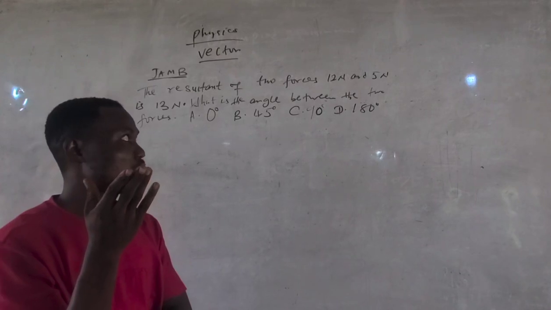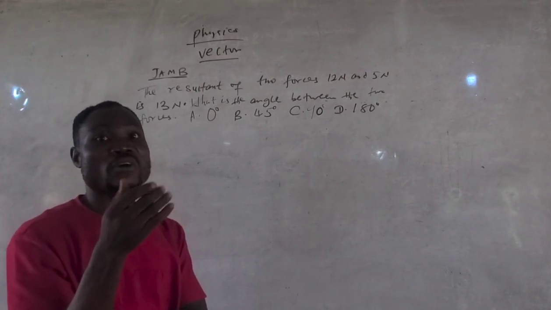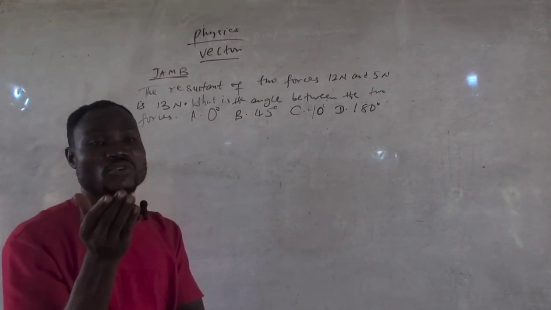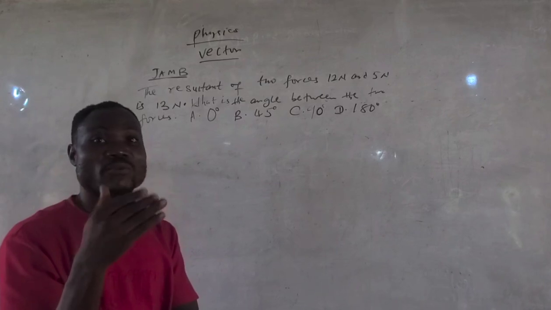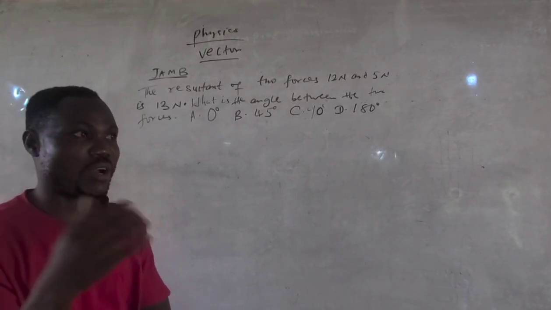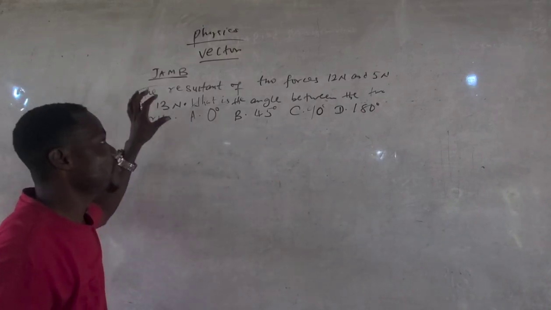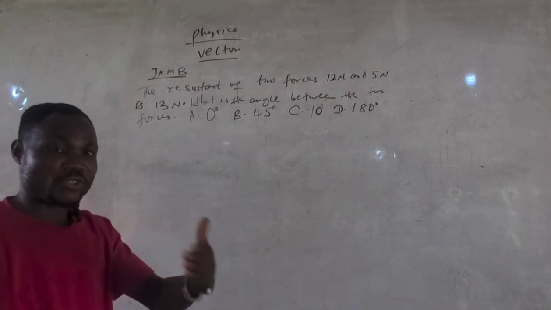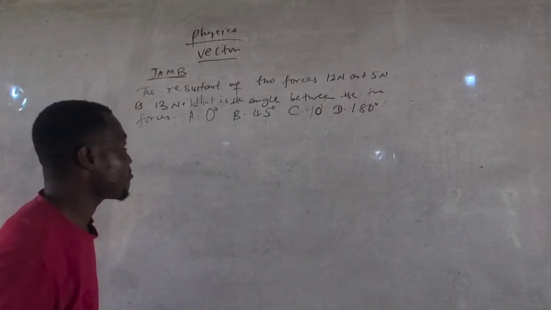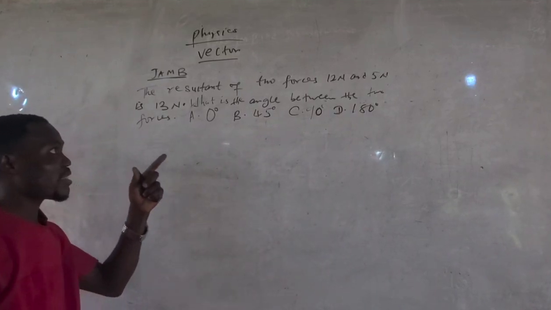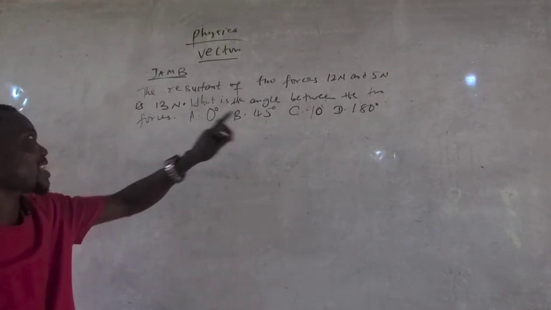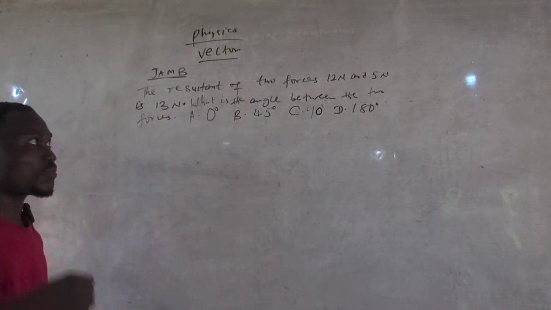Now, to be on the safer side, you can go straight to solve with the formula to get your angle. Whether it is a Pythagoras triple or not, with the formula you still get your result. But how do we confirm if this is a Pythagoras triple? Let me tell you what we have to do to confirm if these two forces and their resultant form a Pythagoras triple.